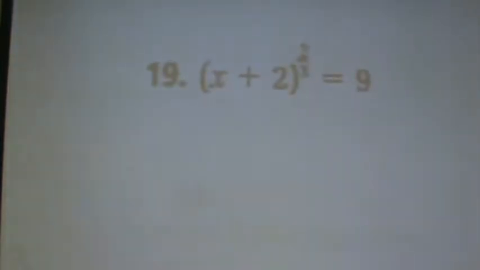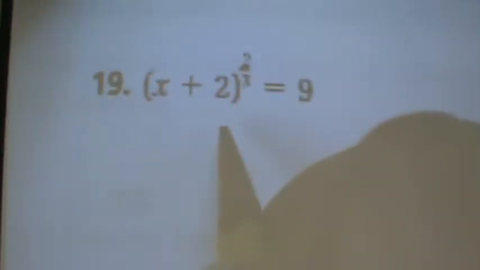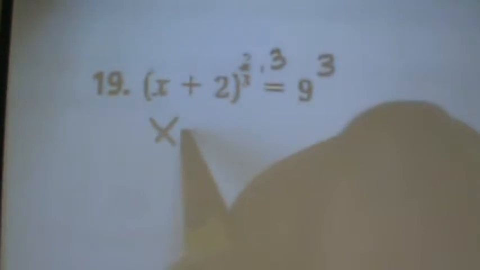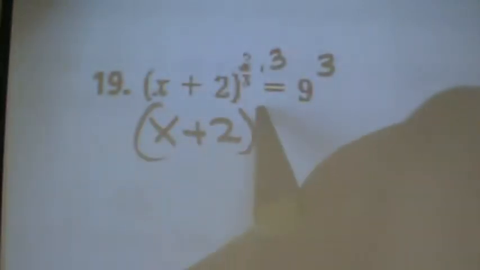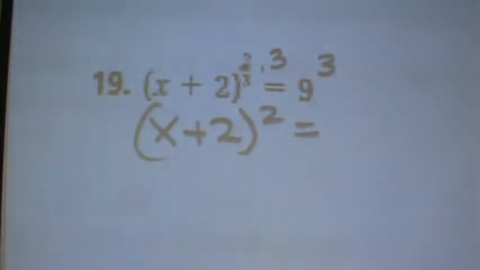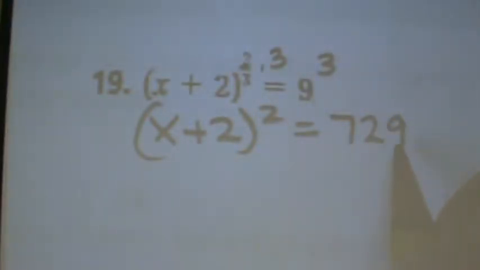Number 19, how would you do this? Raise it to the third power. That's a 3, it's 2/3. Raise them to the 3rd power. So what's next? X plus 2 squared equals, ooh, what's 9 times 9 times 9? 729.